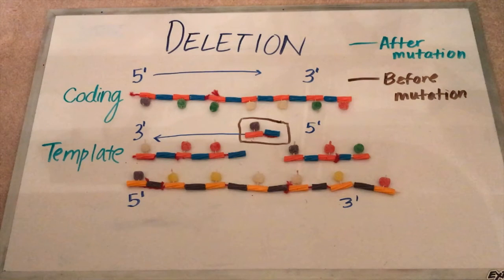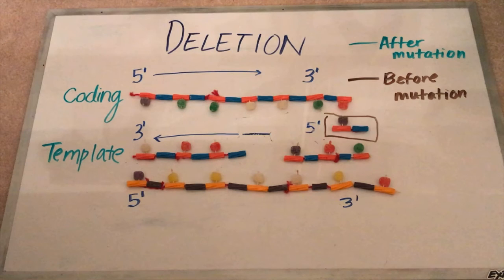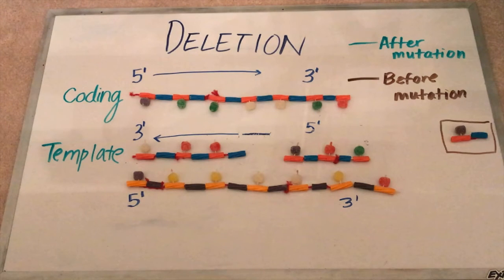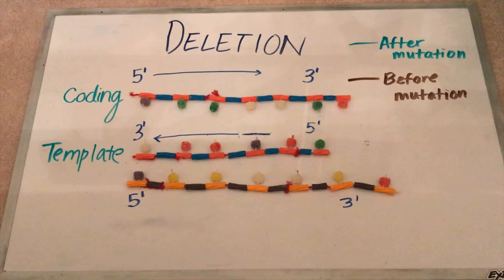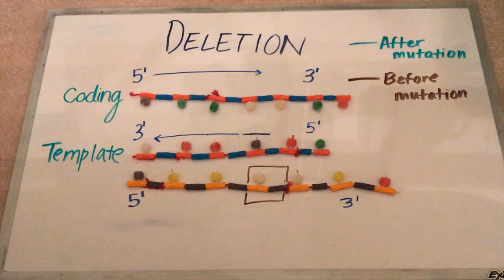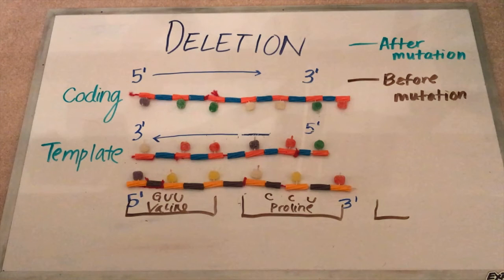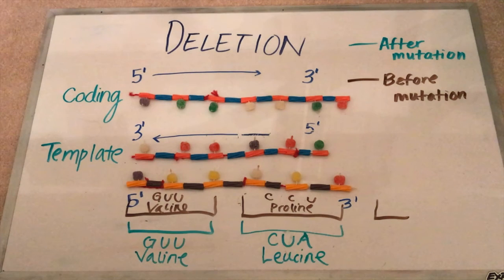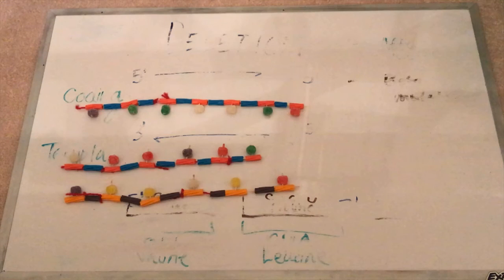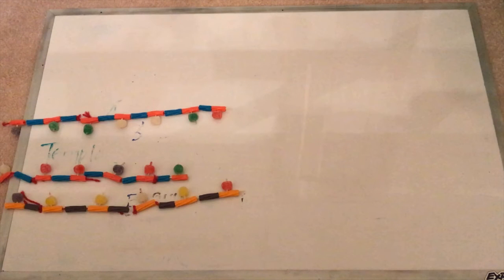In deletion, the purple gumdrop, guanine, was taken out of the template strand, causing its matching nucleotide, the white gumdrop, cytosine, to be taken out of the mRNA. Before this occurred, the mRNA would produce proline. However, after the mutation, as a result of taking out a codon, the mRNA produces leucine.